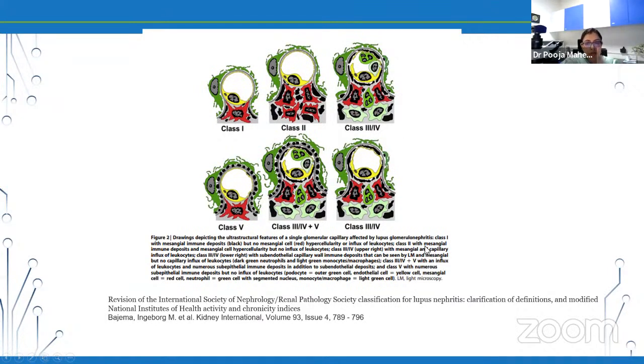In class 3, what happens is that there is endocapillary influx of leukocytes, along with mesangial hypercellularity and a lot of deposits here. So these are subendothelial deposits and these are mesangial deposits. And if class 3 or 4 is combined with class 5, then the deposits just below the podocytes are subepithelial. So if it is combined with class 5, there are a lot of subepithelial deposits. And in pure class 5, you will not find, or will find very rare, subendothelial deposits. There will be predominance of subepithelial deposits.